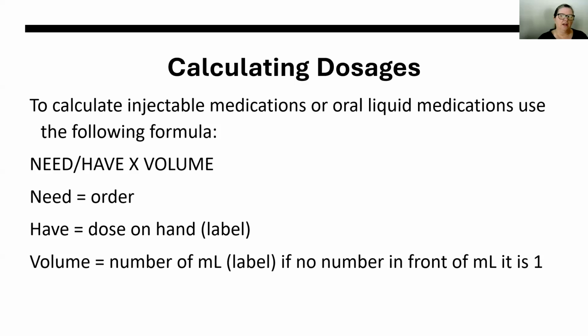Now, if it just says mL, that's 1. But if there's a number in front of it, that then becomes your volume number that you plug into this particular formula. Let's look at what that looks like.